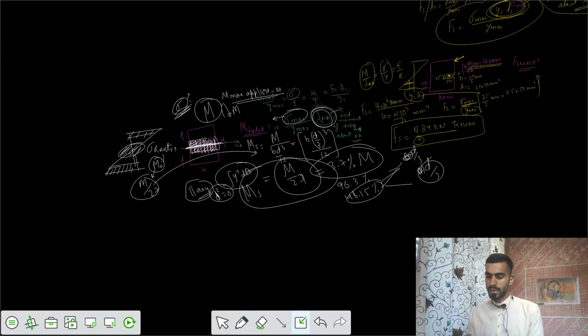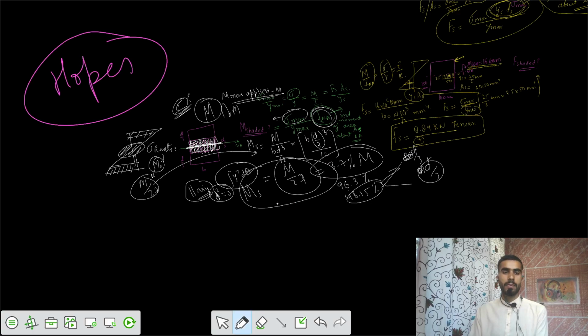So this is the end of the chapter on bending stresses of beams in civil engineering structures. Hope the structures remain safe and serviceable.